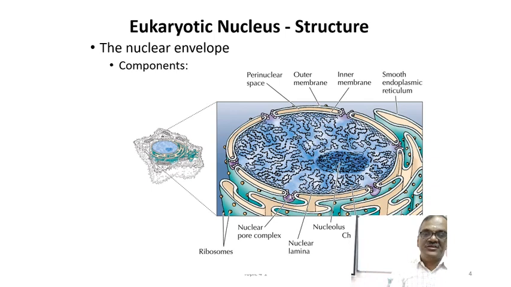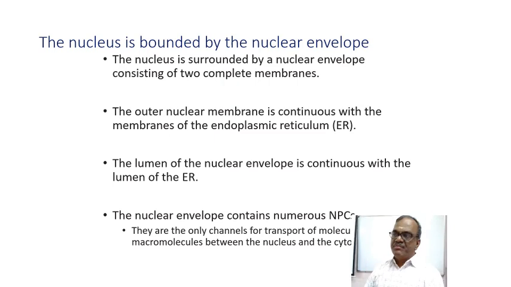And the nuclear envelope has two complete membranes, and the lumen of the nuclear envelope is continuous with the lumen of the ER. This is an important point. Whatever lipids or proteins are produced there can pass through the perinuclear space into the system. Okay, and the nuclear envelope contains numerous pores, that is the NPC, nuclear pore complex. They are the channels for transport of macromolecules between the nucleus and the cytoplasm.